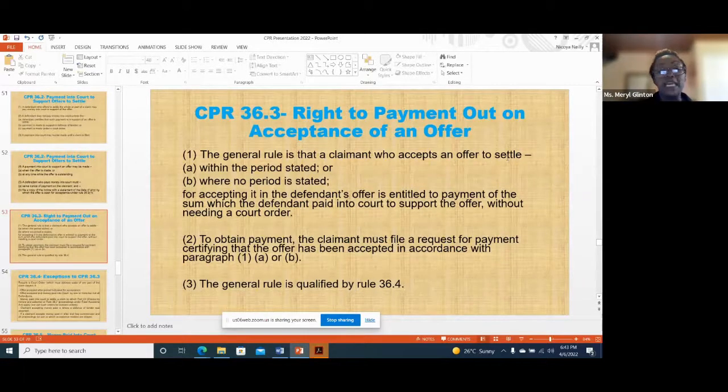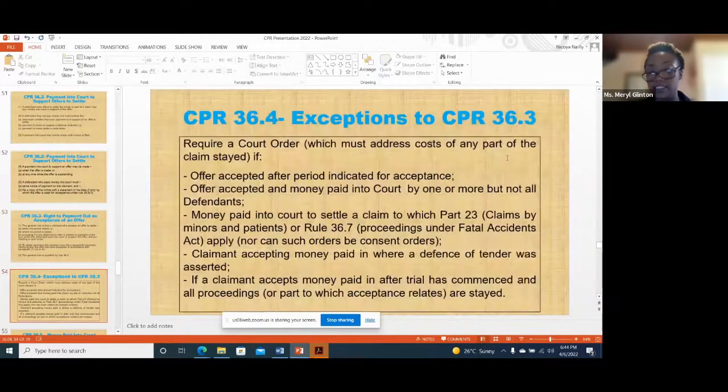In order to obtain that payment, the claimant will file a request for payment, and in that request for payment, they will certify that the offer has been accepted in accordance with paragraphs 1A or 1B above. That is to say that it was being accepted within the period stated, or that no period has been stated and it's being accepted before trial. This general rule is qualified by 36.4, which we will look at next. If I can have the next slide.